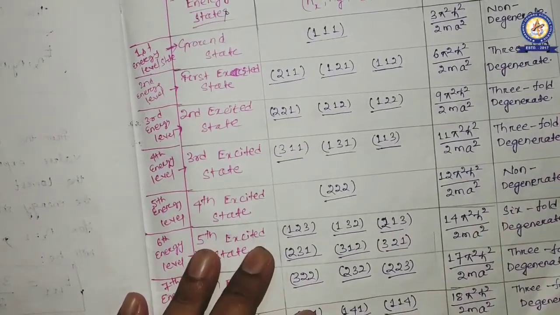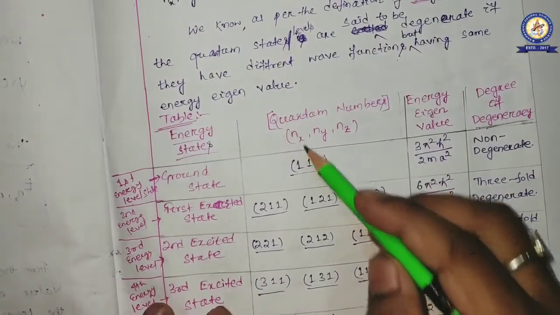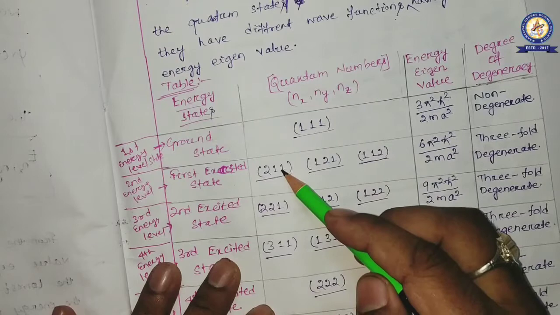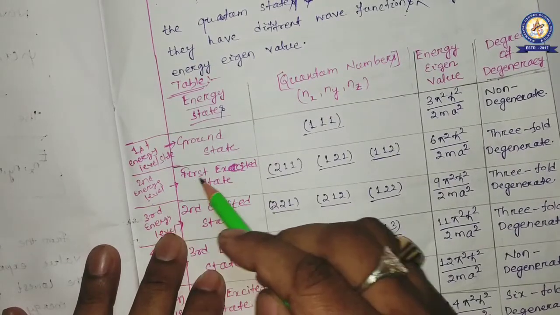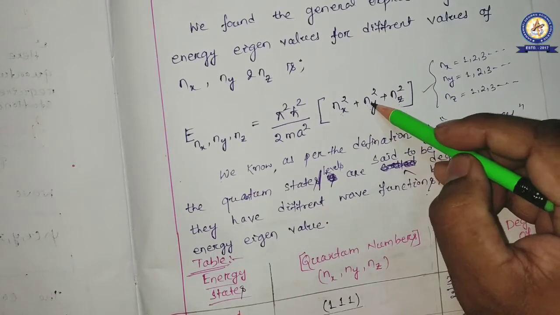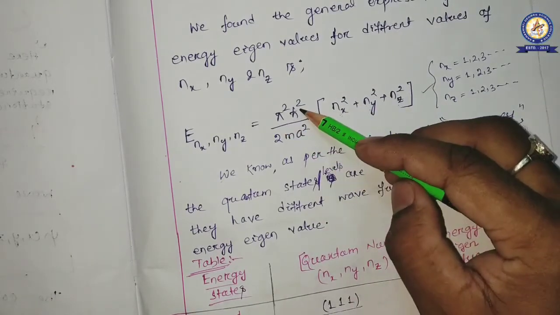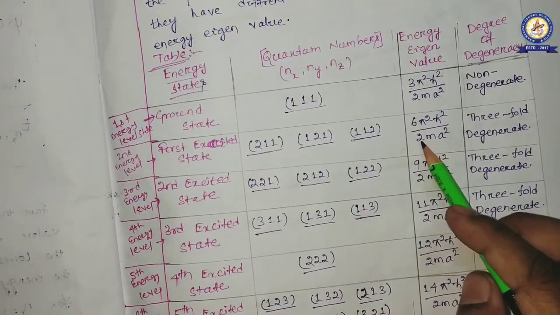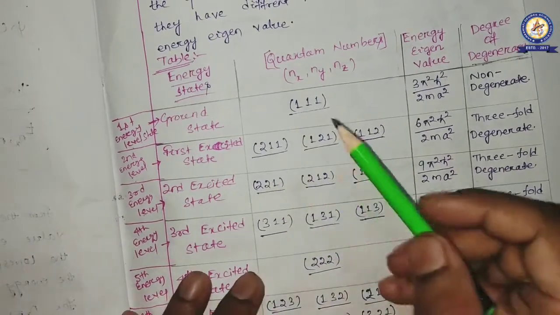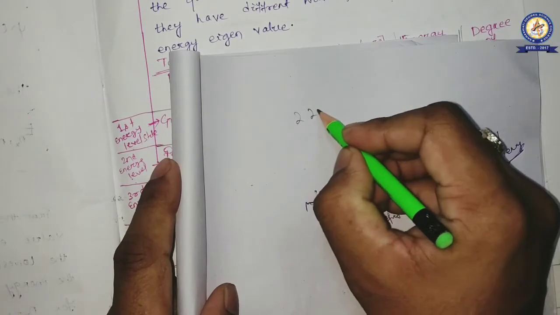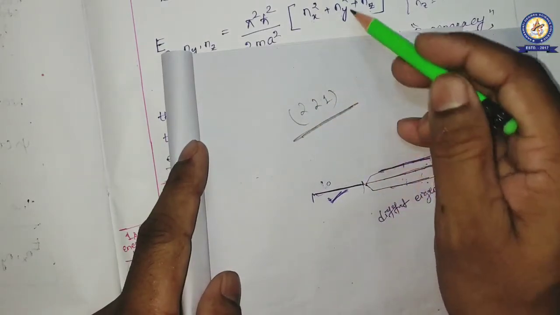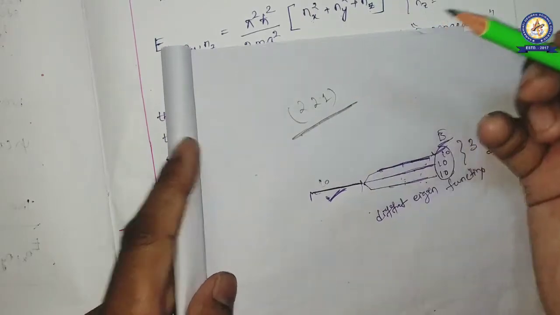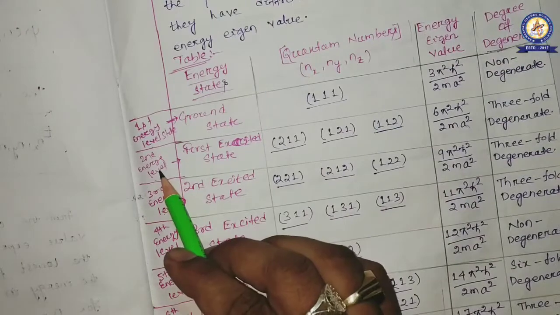Here you can see that if we take nx equal to 2, ny equal to 1, nz equal to 1, that means the 2-1-1 combination will give the next or second energy level, that is your first excited state. If I put 2 here, that is 4, plus 1 square, plus 1, that is 6 pi square h cross square by 2m a square. Suppose we consider 2 2 1, then it will be higher energy: 2 square 4, 4 plus 4 is 8, this will be 9, so a higher energy level. So the second energy level will be considered as 2 1 1.